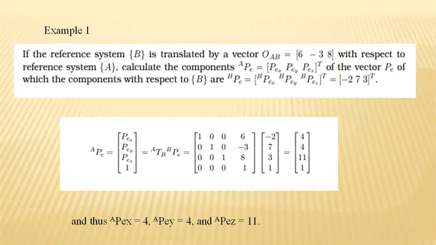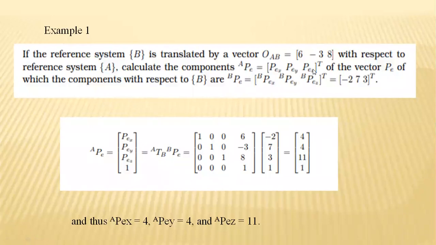So how will we have one example? See here, the reference frame system B was translated by a vector OAB. So that is the first one already given, OAB, nothing but origin point to AB, a vector having x1 value 6, y1 value -3, z1 value 8. With respect to the reference frame A, it is being slided. Calculate the components AP, nothing but the values that have been specified here.